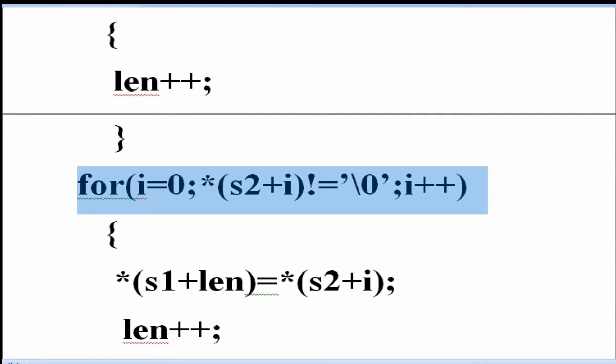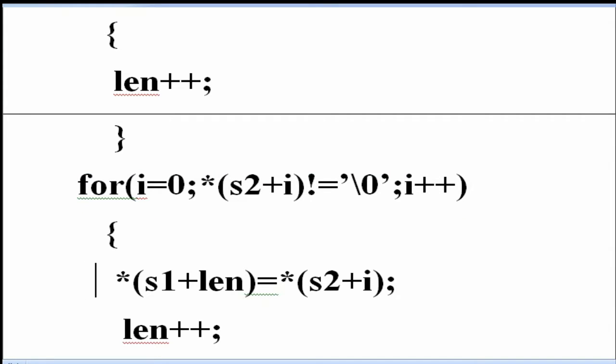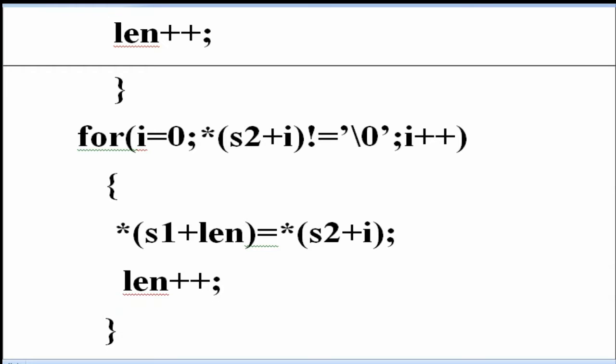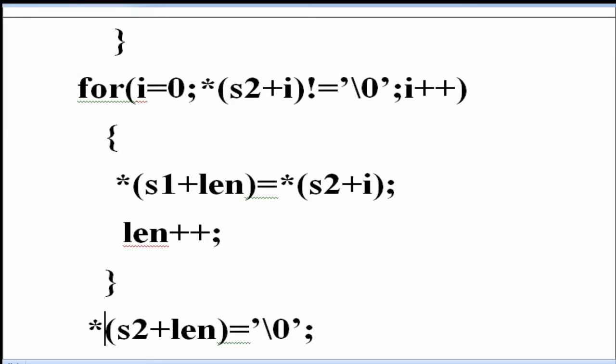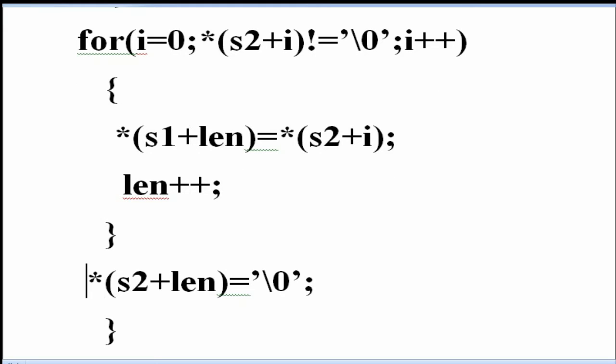We get one character from the second string and check whether it is the null character. If it is not, we add it to the first string at the length position and increment the length, until the second string reaches the null character. Once it does, the loop stops and we come out of it. After the loop, at the s1 plus length position we insert the null character, according to the definition of a string: a collection or grouping of characters terminated by a null character.